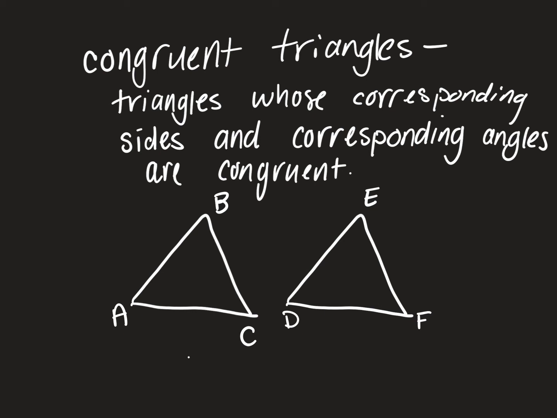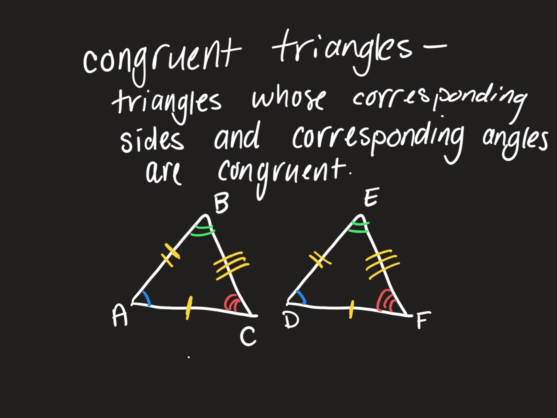All right, so for these triangles to be congruent, all the corresponding angles have to be congruent. Like angle A has to be congruent to angle D, angle B needs to be congruent to angle E, and angle C has to be congruent to angle F. And then the corresponding sides, in this case, would be AC and DF, because they have those two congruent angles that they share. So those have to be congruent. AB has to be congruent to DE, and BC has to be congruent to EF.